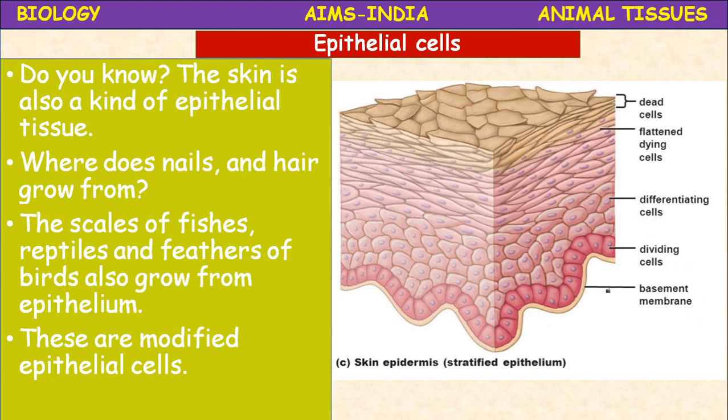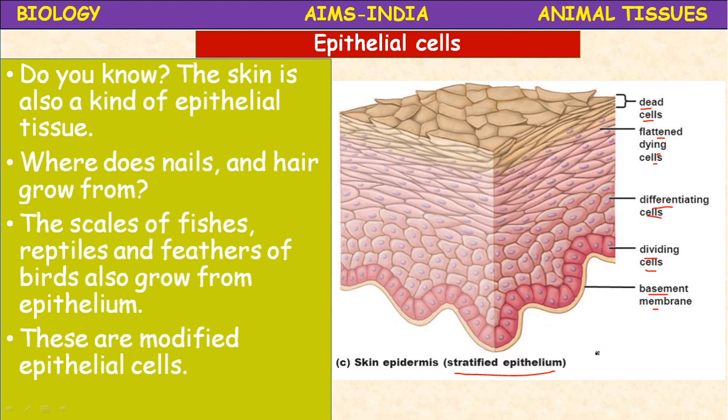So here in the skin, if you see, it is made up of dead cells in the uppermost layer, then flattened dying cells beneath it, then differentiating cells, then dividing cells, and the basement membrane. All these different layers of cells are epithelial tissue present in the skin. It is called stratified epithelium. Why is it called stratified epithelium? It consists of many layers of cells that vary in nature.